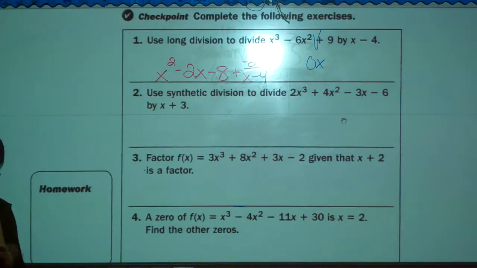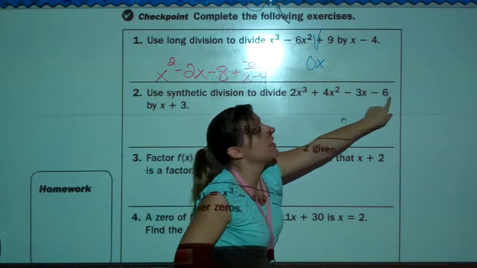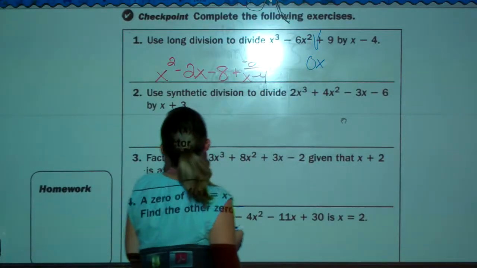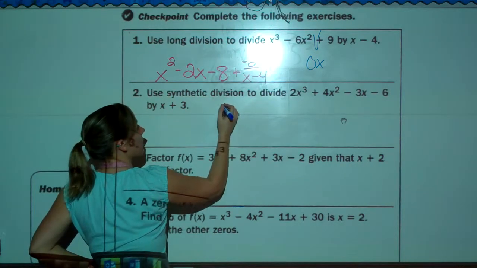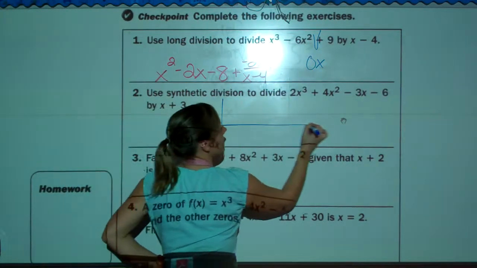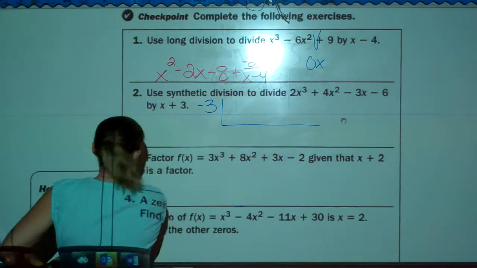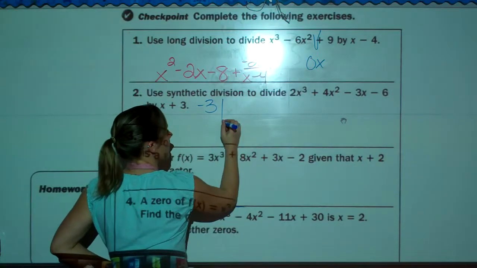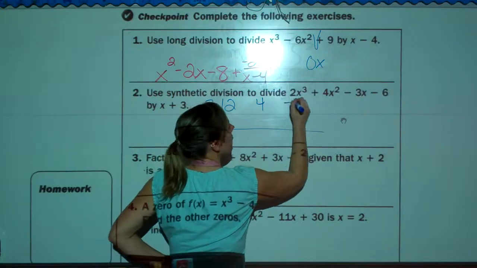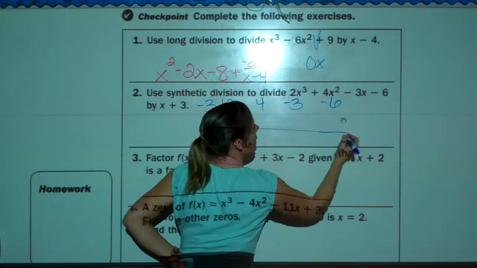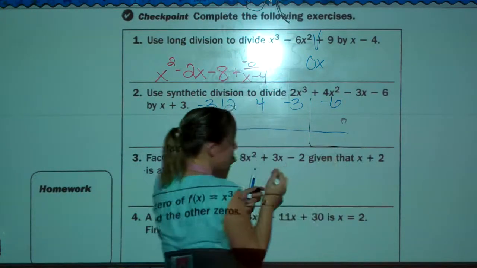Oh, jeez. Okay, so, all right, let's look for anything missing. 3, 2, 1, 0. So our exponents are good. And then that is our number. So let's make our box. Okay, remember it's the opposite of that, so it's negative 3. The coefficients are 2, 4, negative 3, negative 6. And remember, the remainder is going to be this last line.